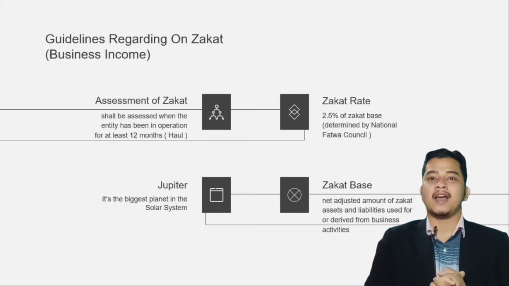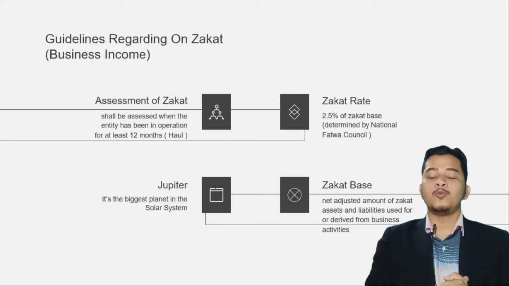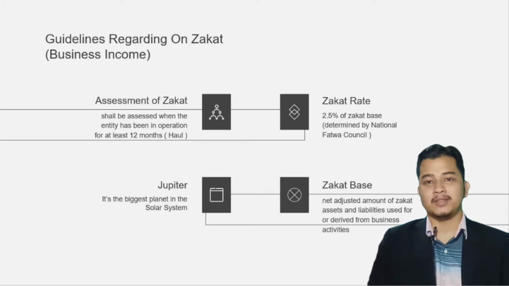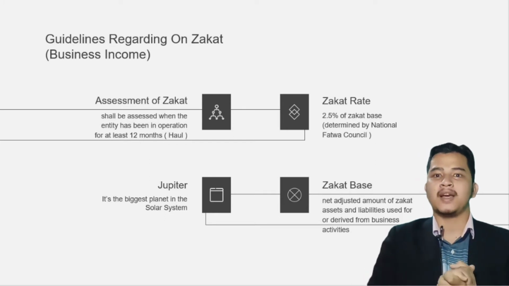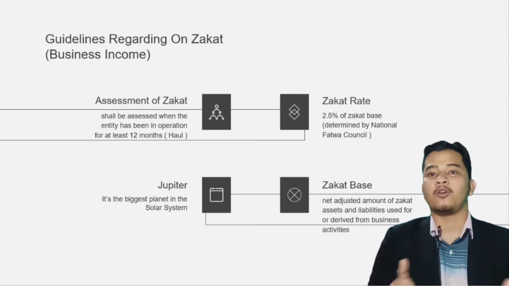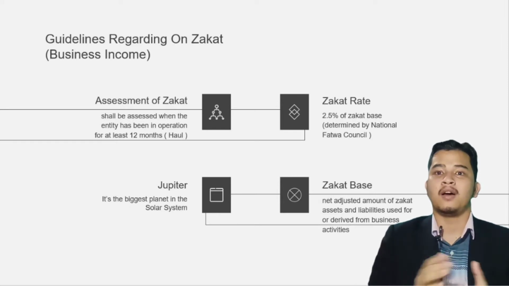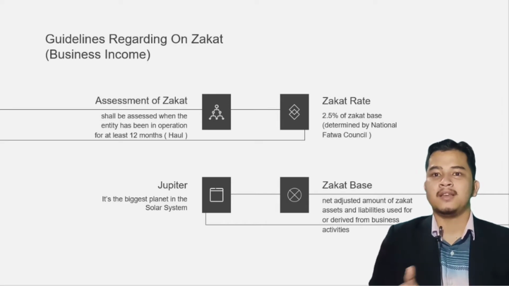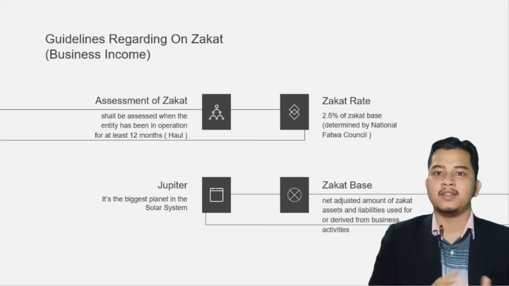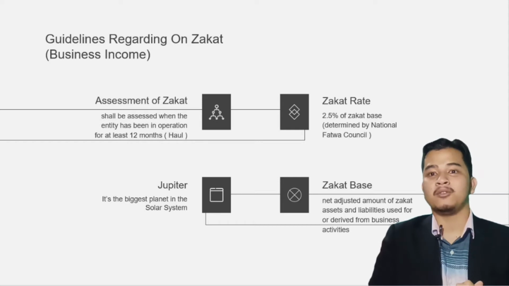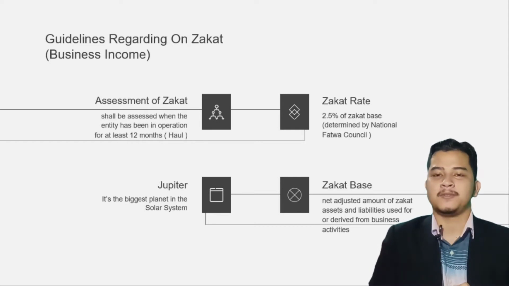Second point is zakat rate. The rate of zakat on business as determined by the National Fatwa Council is 2.5% of zakat base. Zakat base is the net adjusted amount of zakat assets and liabilities used for or derived from business activities. An entity is advised to refer to the relevant zakat authorities for further guidance in determining the net adjusted amount of zakat assets and liabilities.